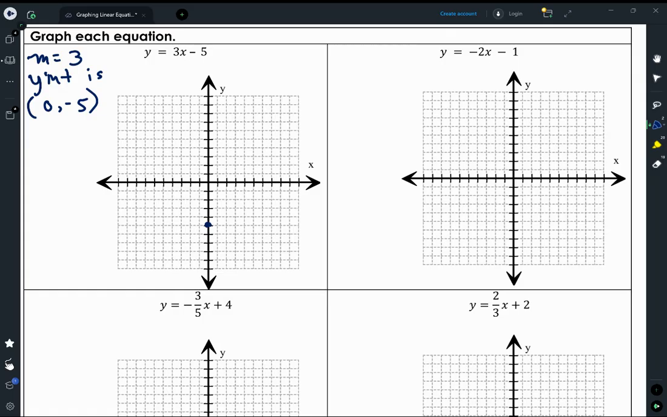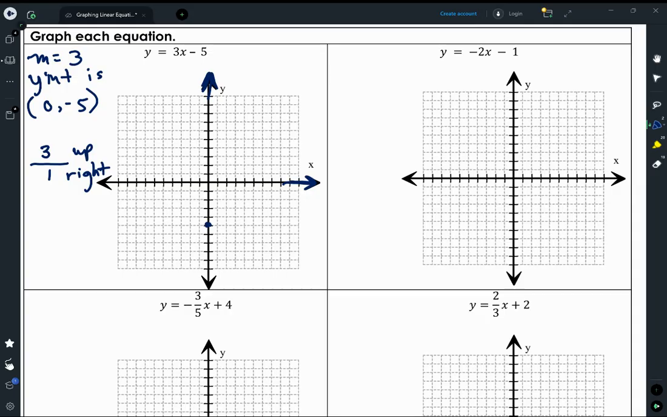And then my slope is 3. So slope of 3, so let's kind of look at that slope of 3 part. I want to make that into a fraction by putting it over 1. And then remember, slope is always rise over run. So rise is my y direction. That's my vertical direction. So I want to go up 3 squares. And then the run is my x direction. That's my horizontal direction. So I want to go 1 to the right. And I'm moving up and right because they're both positive.